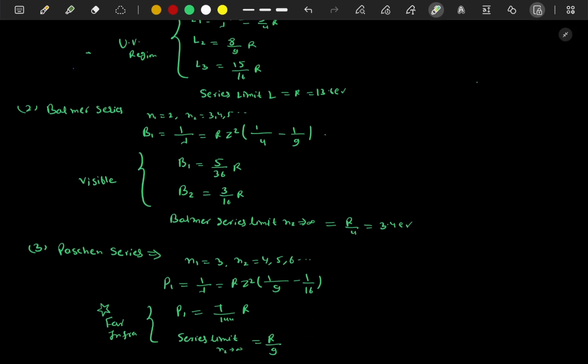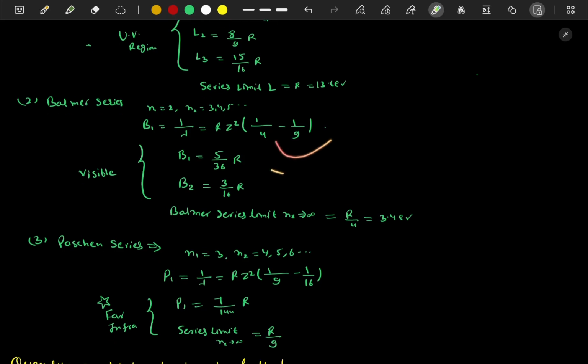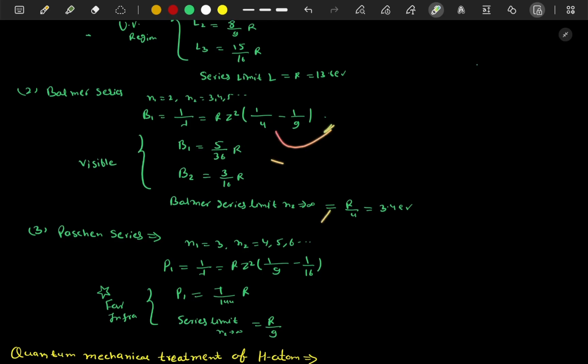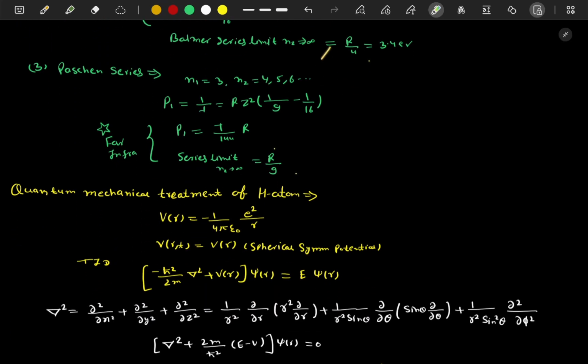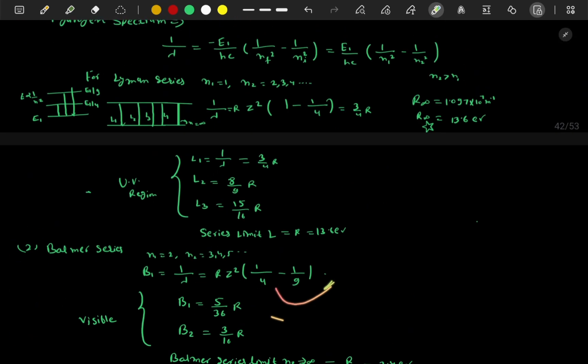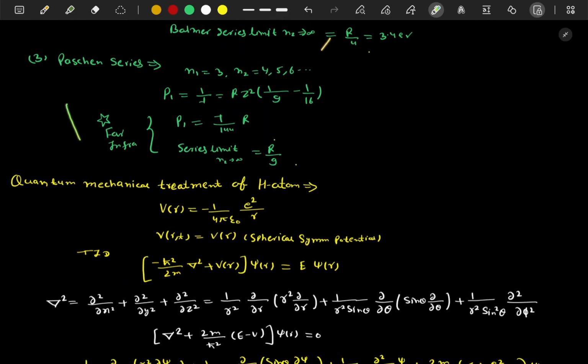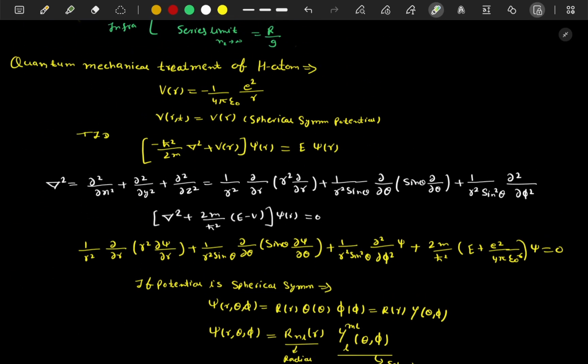for ultraviolet region. Balmer series is in visible region. For Balmer series, n1 equal to 2, n2 equal to 3, 4, 5. So just put the value, for infinite, R by 4, here R by 9. So UV, visible and then far infrared. Now we will do quantum mechanical treatment for hydrogen atom.